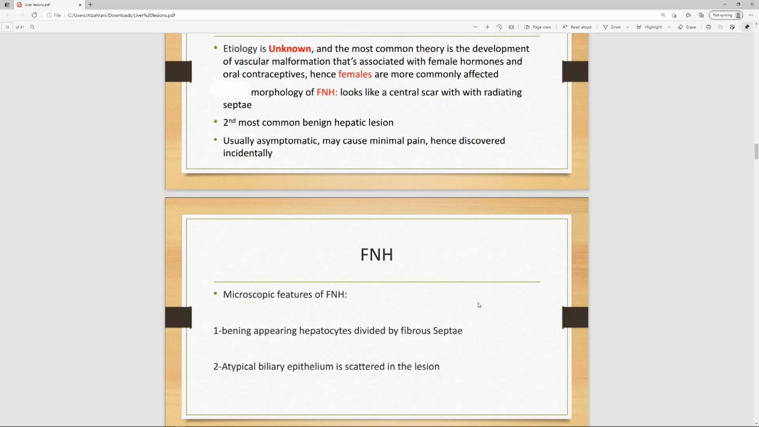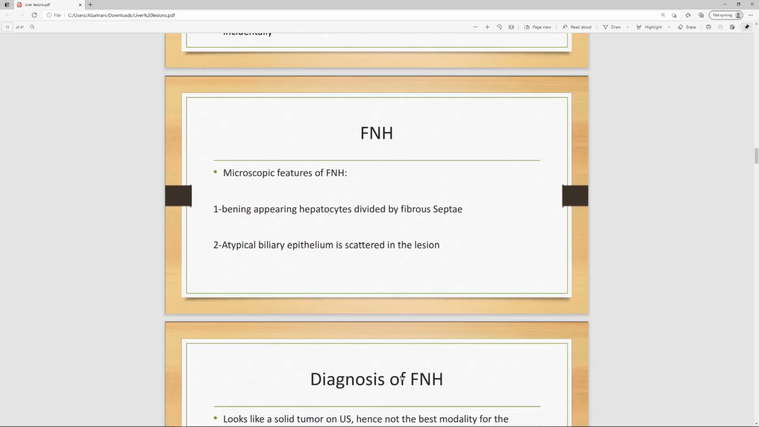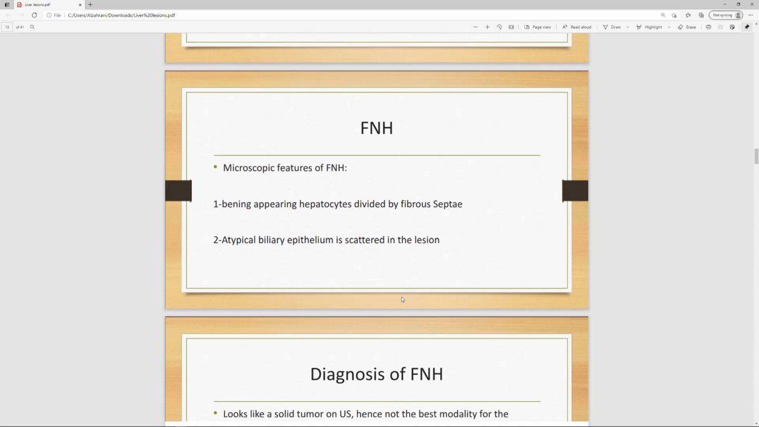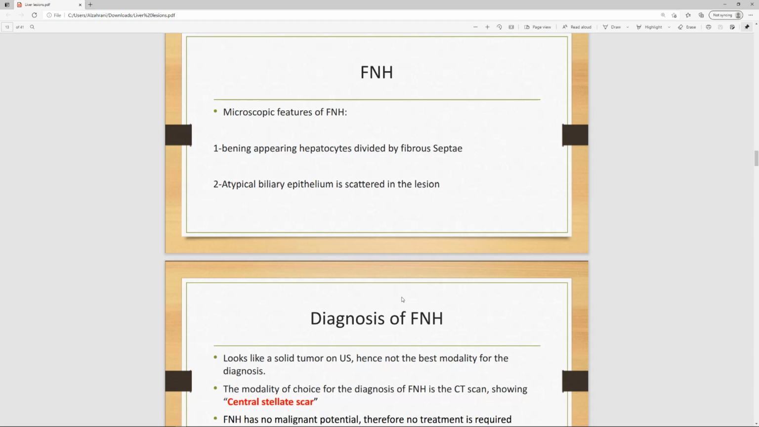Okay, focal nodular hyperplasia and microscopic features. We have benign appearing hepatocytes divided by fibrous septum. Okay, atypical biliary epithelium that's scattered around the lesion. So benign hepatocytes and biliary epithelium is abnormal due to fibrous septae.